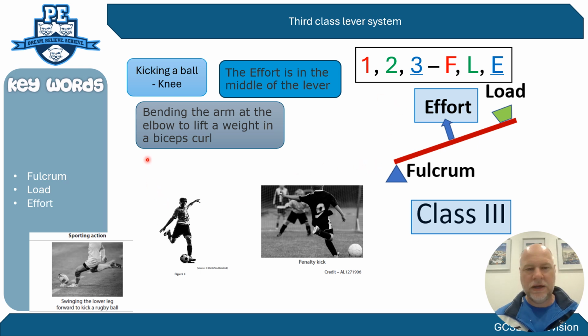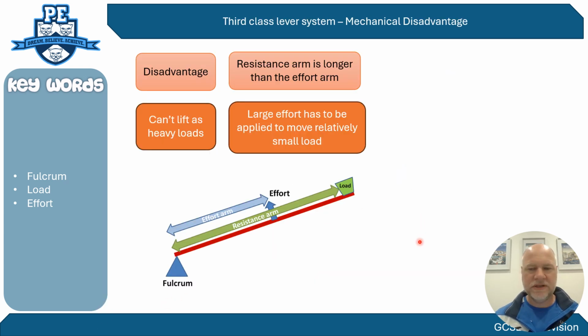We've talked about that already. It could be the bicep curl, bending your arm and performing a bicep curl. So there are 2 examples that you need to really know, but generally you're more likely to be asked, is it going to be kicking a football? And because it's opposite to our foot, it is our arm, we are talking about our mechanical disadvantage, the opposite to the advantage. So it's a disadvantage. The resistance arm is longer than the effort arm, and you can't lift as heavy loads. So remember, we said the advantage, you can lift heavy loads. Now you can't lift heavy loads, and a lot of effort has to be applied to move that load. And that is all we need to know about our lever systems.